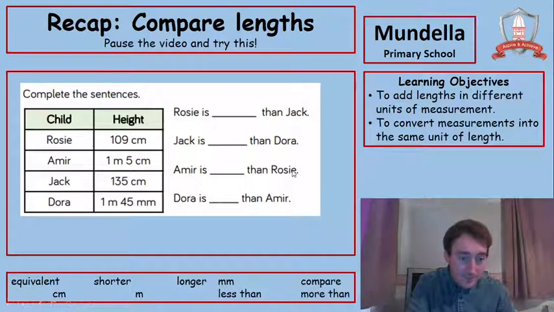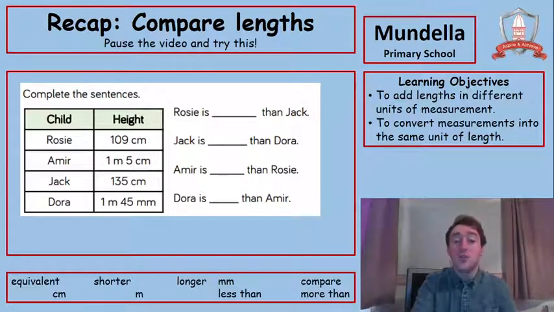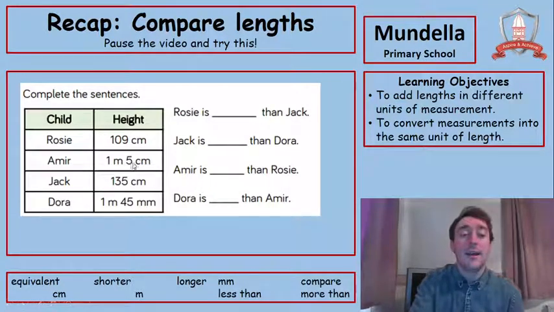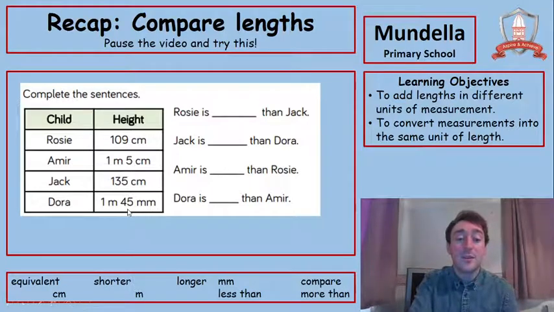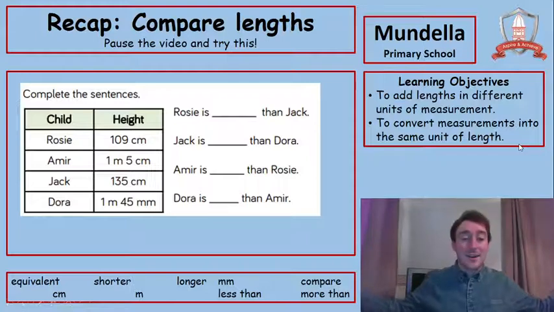Amir and Rosie then. Amir is 1 metre and 5, so that's 105 centimetres. And Rosie is 109. So Amir is shorter than Rosie. And then Dora is, again, 1 metre 45 millimetres, and Amir is 1 metre and 5. Well, that's a close one, isn't it? Because we know that 5 centimetres is the same as 50 millimetres, but 45 is less than 50. So we know that Amir is taller. So Dora, again, is shorter than Amir.